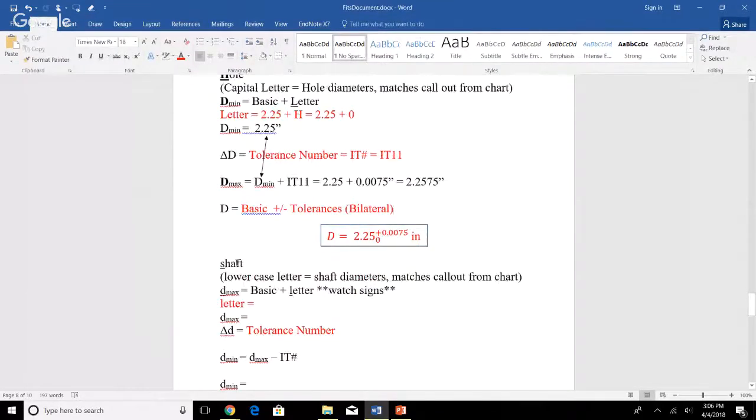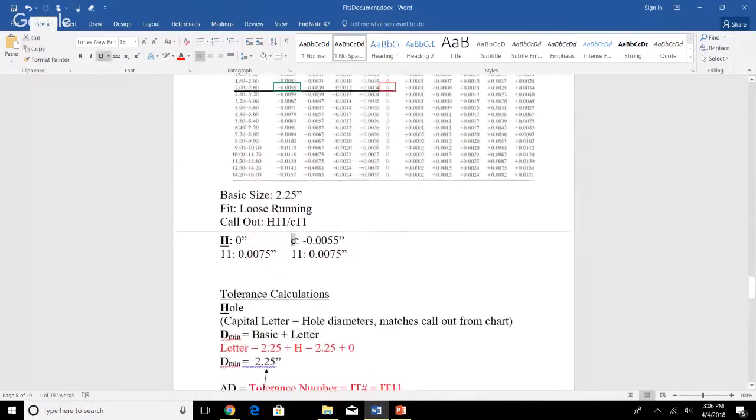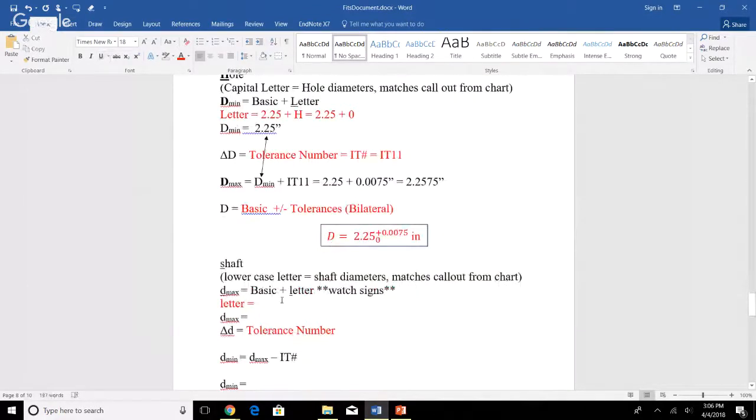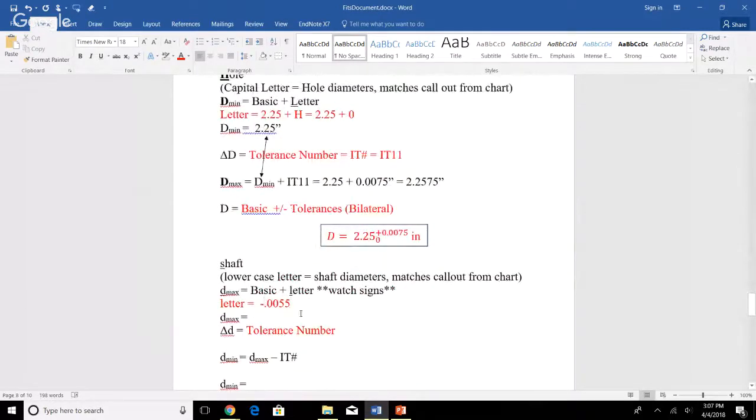Okay, so now we're ready to move on and calculate the shaft diameter tolerances. We have the same, again, we have that lowercase letter this time, and that corresponds to our shaft diameter, and that was taken from right up here as well. So we'll give that a quick underline, but no bold, to show that it is a lowercase letter. So our letter in this case was equal to a negative 0.0055. That is our C, and that is equal to lowercase c.